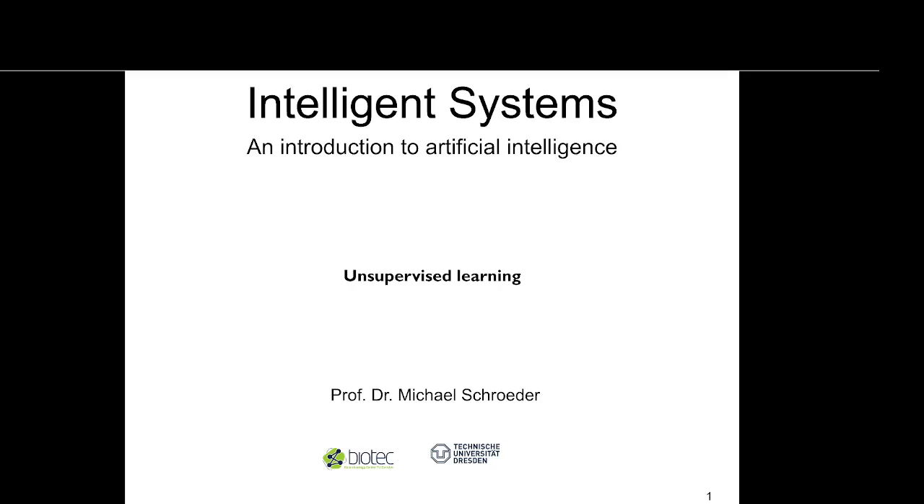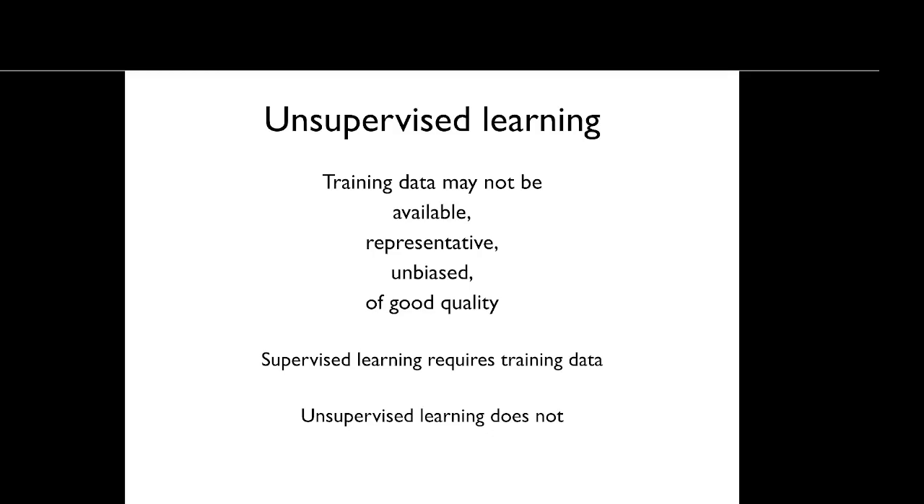In this video, we will look into unsupervised learning techniques which can shed light onto data without any training data necessary. Training data may simply not be available because it's difficult to generate. It may not be representative, it may not be unbiased as is needed, and of good quality as needed. Supervised learning requires training data. In contrast, unsupervised learning does not.